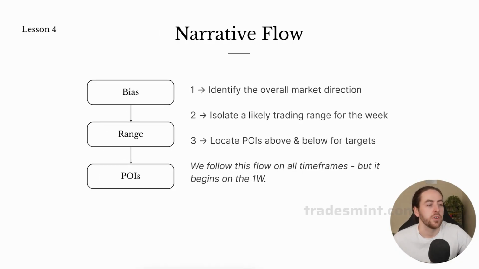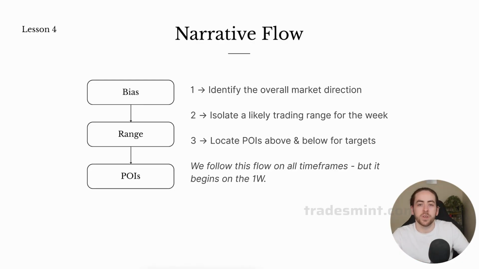So this is what the narrative flow looks like: bias, range, points of interest. First of all, we want to identify the overall market direction. So we have our general bias in place. Then we isolate a likely trading range for the week. When we're looking at weekly candles and weekly charts, these things move real slow. So we want to isolate a likely trading range. So find a high and a low that is most likely to be filled throughout that week. And that becomes the range we trade in.